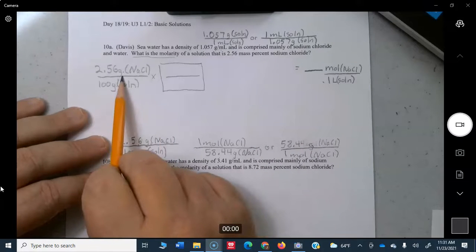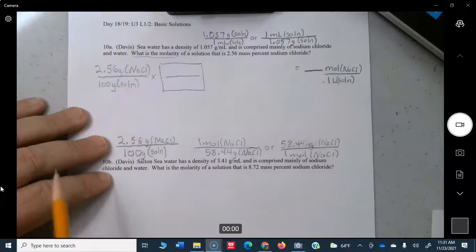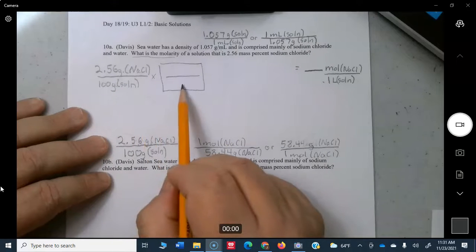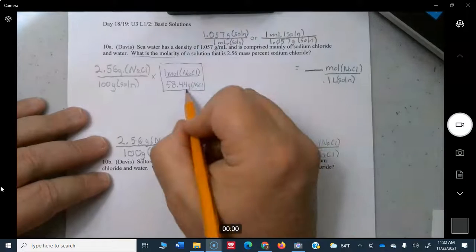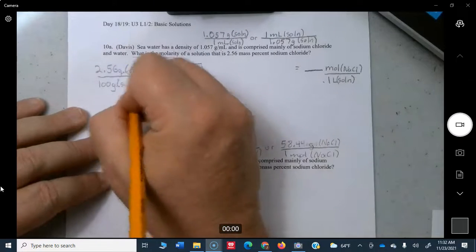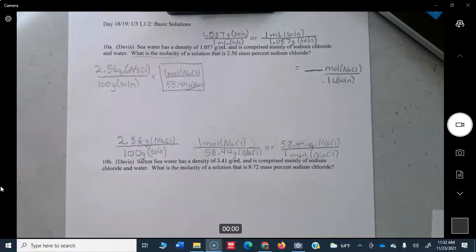Okay, we need grams to cancel out and moles to appear on the top. So we need grams on the bottom here. So we're going to choose this one. Grams of NaCl cancels and cancels. So now we have moles of NaCl on the top. That's what we want. So we're done with the top.